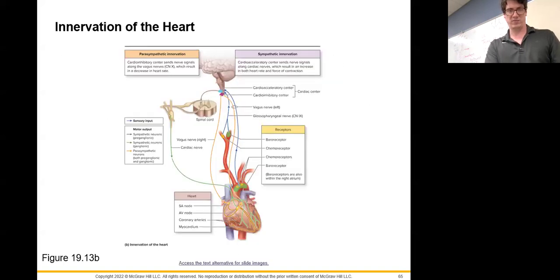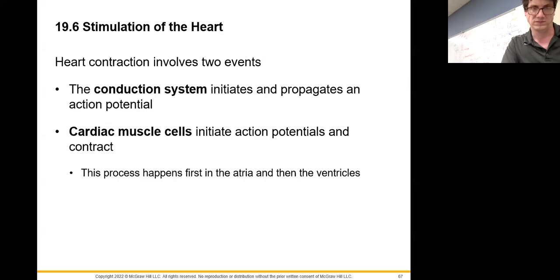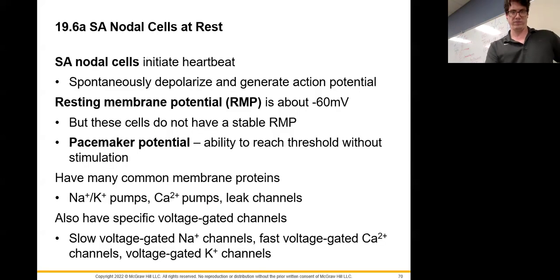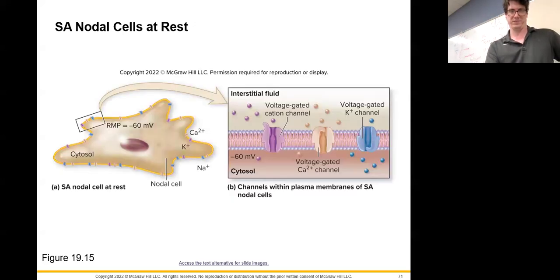So here's some of the ways that we can monitor and control these things, whether it's parasympathetic innervation or sympathetic innervation, depending on what we need. So if we need to speed it up or if we need to slow it down. And that's all because of these special nodal cells that we're going to find in the sinoatrial node and the atrioventricular node. Super fun. They're weird.